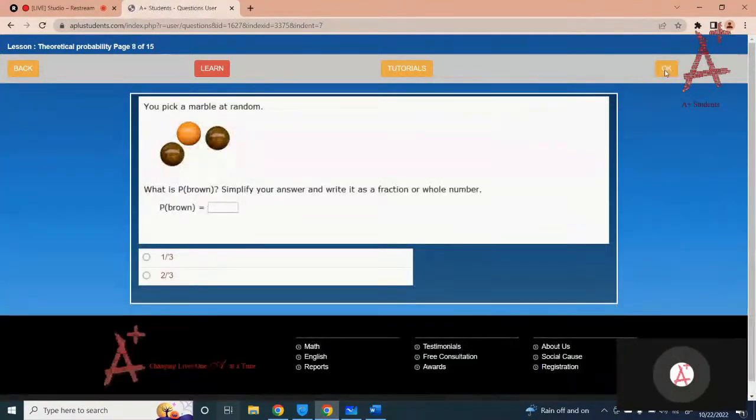Okay, you picked a marble at random. What is the probability of getting brown? Two of the marbles are brown. That means the probability of getting brown marble is 2 over 3. Got it?